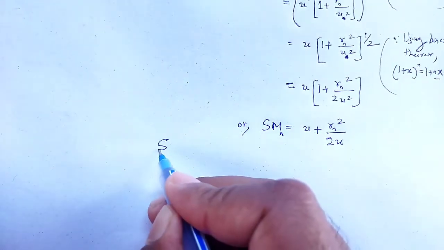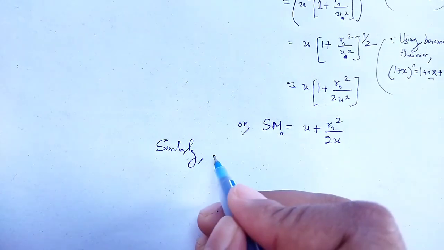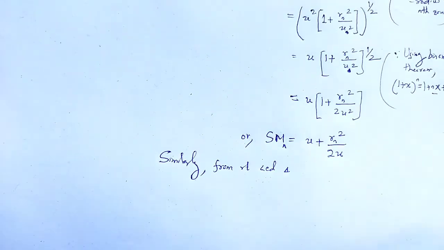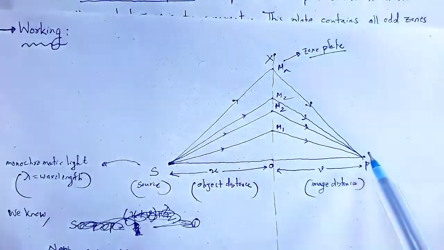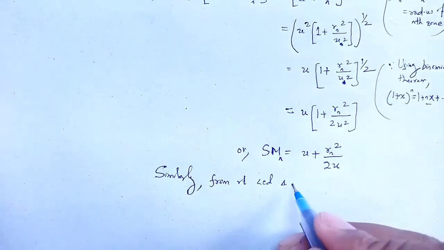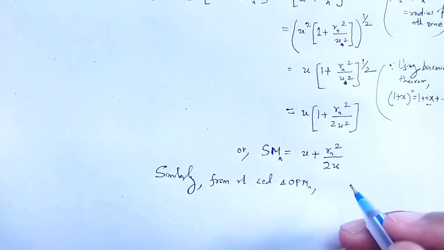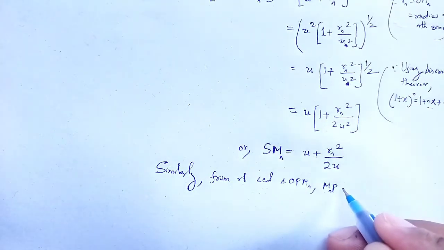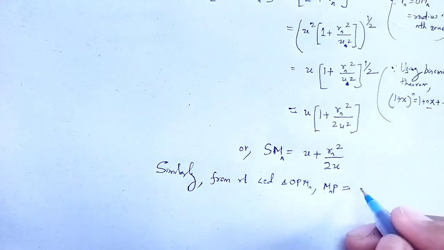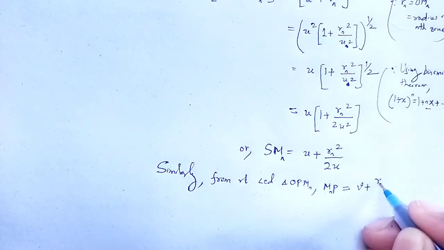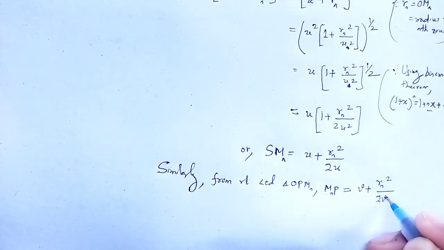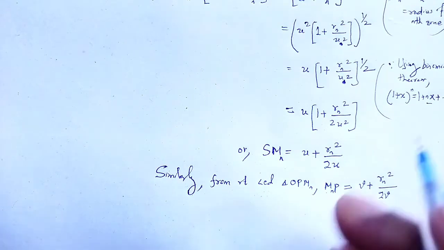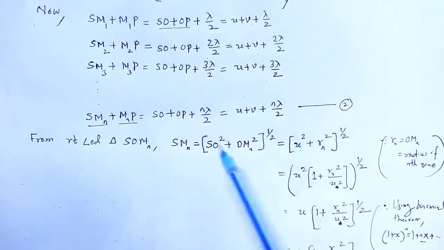Similarly, from right angled triangle OPMn, we have the value of MnP. MnP can be calculated as V plus Rn square divided by 2V. As we calculate SMn in similar pattern, we calculate MnP. Put these values in equation number 2.